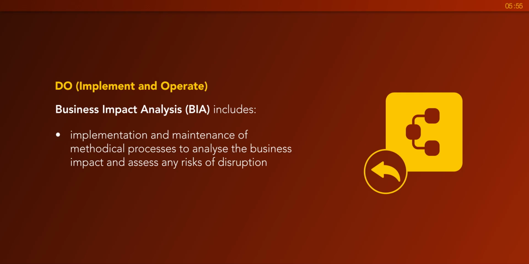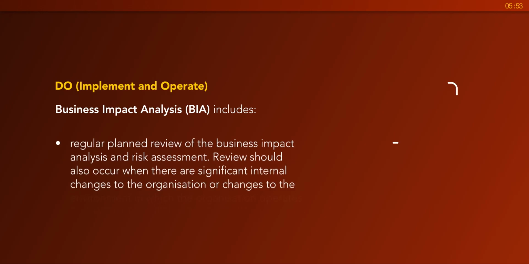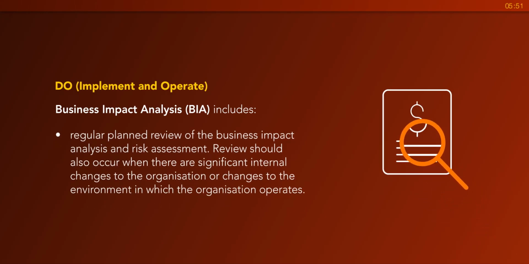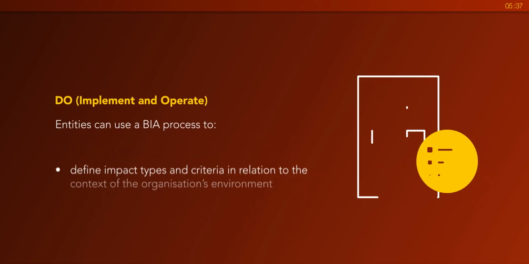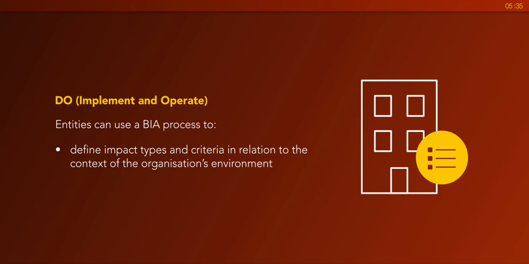Business Impact Analysis, or BIA, includes implementation and maintenance of methodical processes to analyse the business impact and assess any risks of disruption. Regular planned review of the business impact analysis and risk assessment. Review should also occur when there are significant internal changes to the organisation or changes to the environment in which the organisation operates.